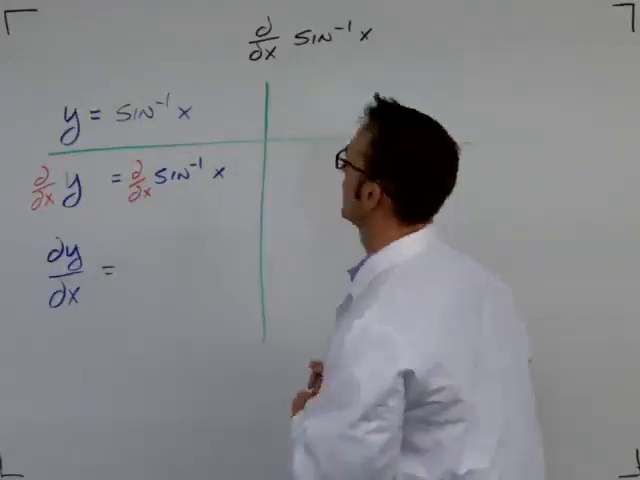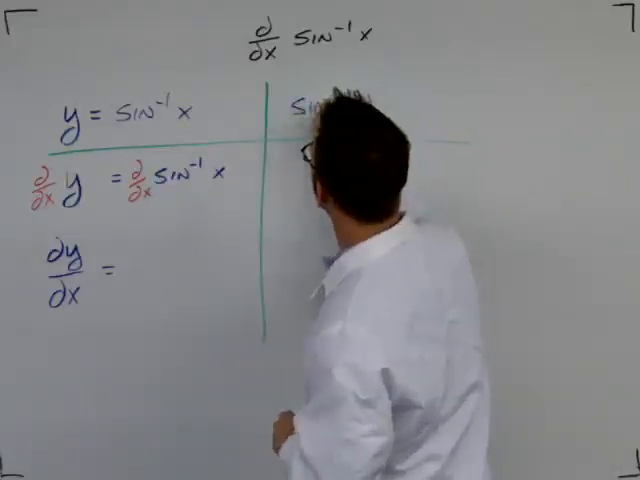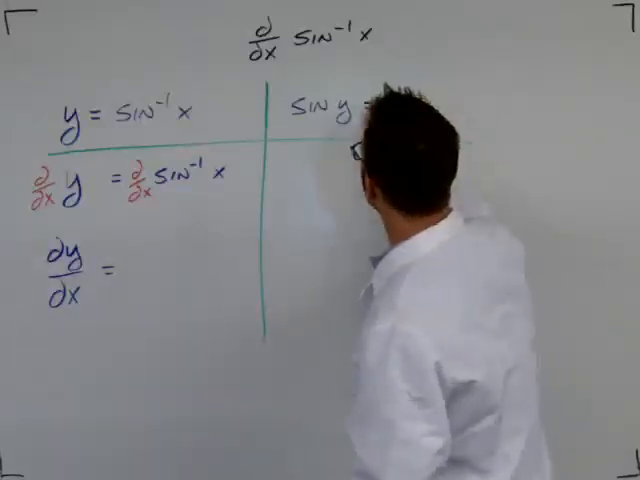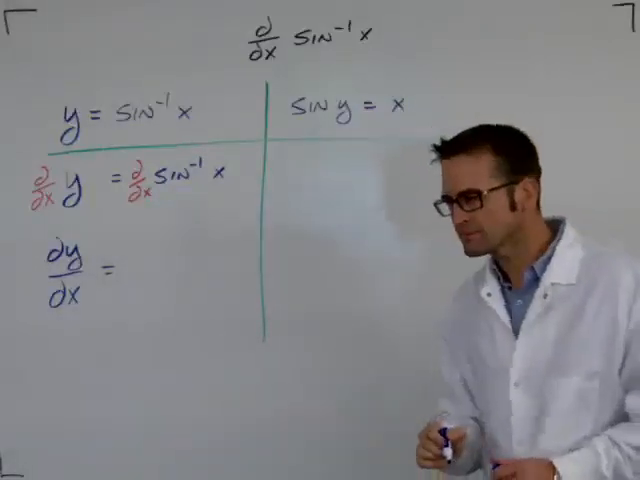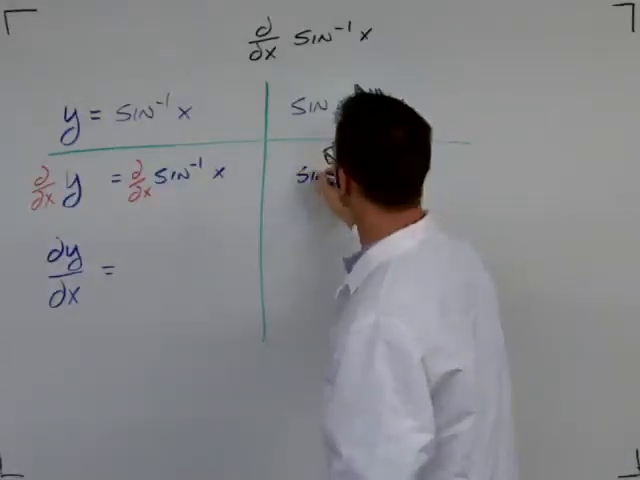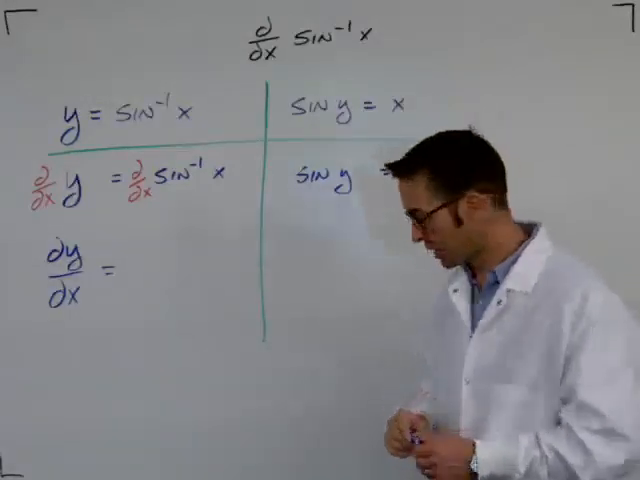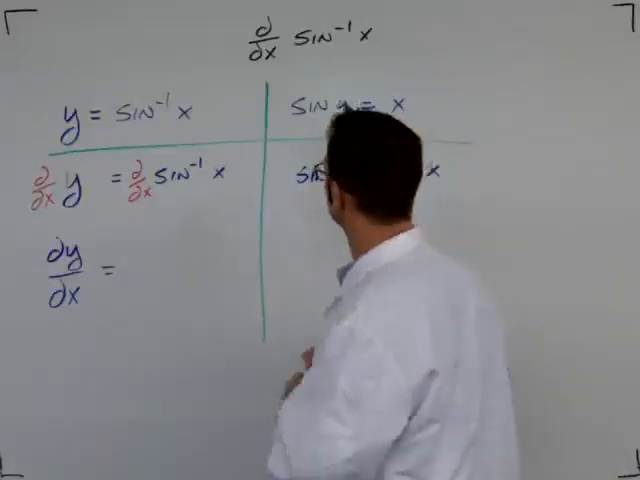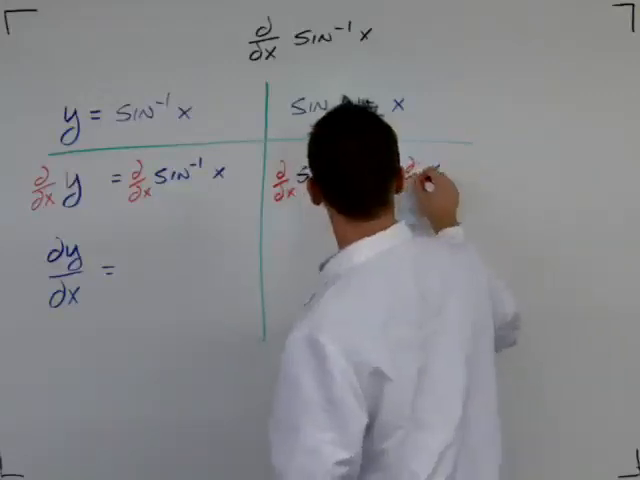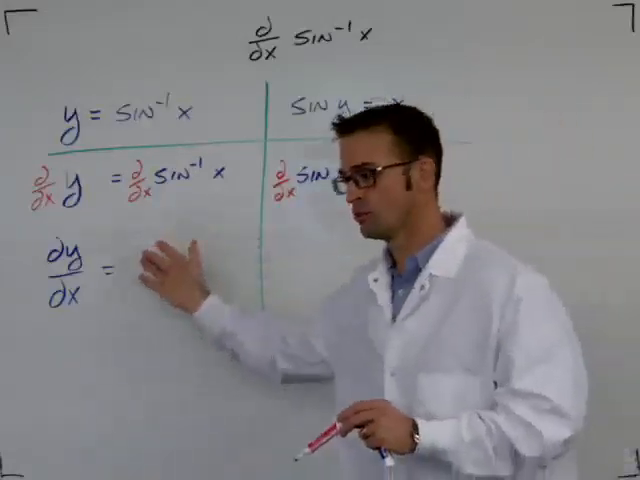So off to this side, I'm going to write sine of y. See what's happening here. Sine of y is equal to x, like so. Now again, we'll differentiate with respect to x. And maybe this will get us further along than we were able to get over here.